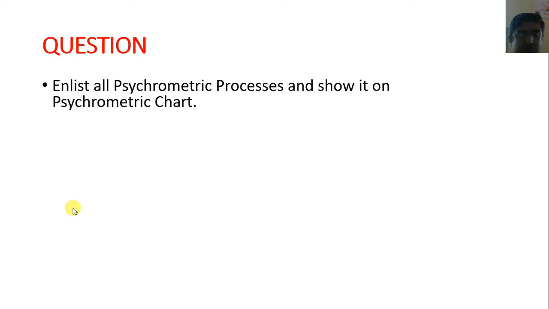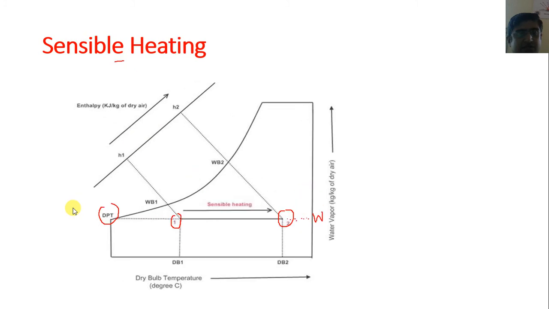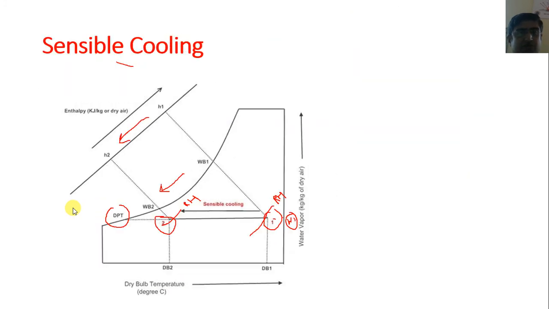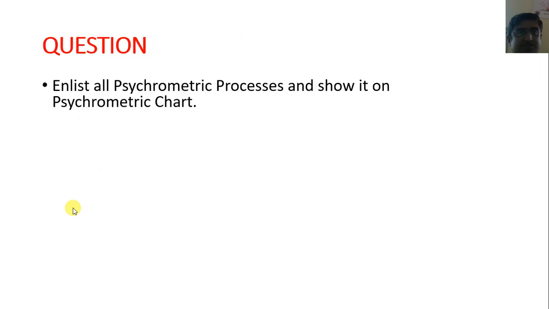So here is a question for you. Enlist all the psychrometric processes and show them on a psychrometric chart individually. It means that there are a total of 8 psychrometric processes. So you have to draw 8 separate psychrometric chart diagrams to indicate all the various psychrometric processes. You have to solve this question and send it to Google Classroom.